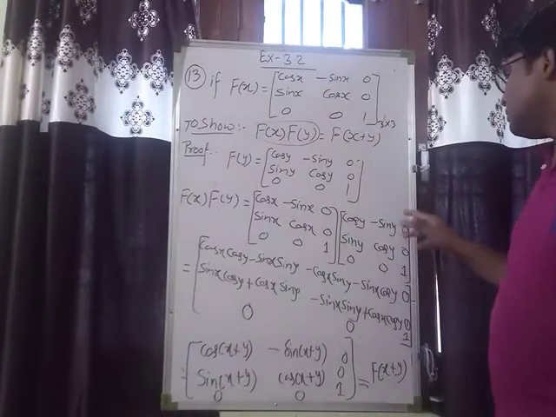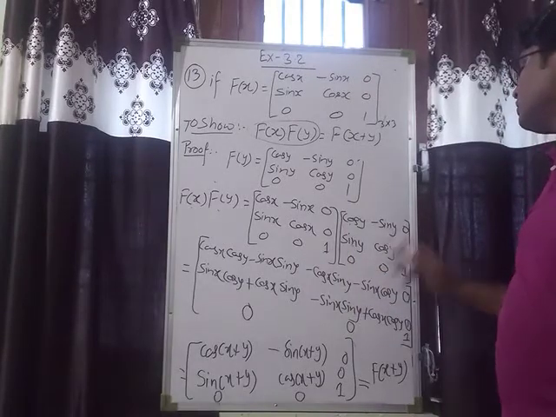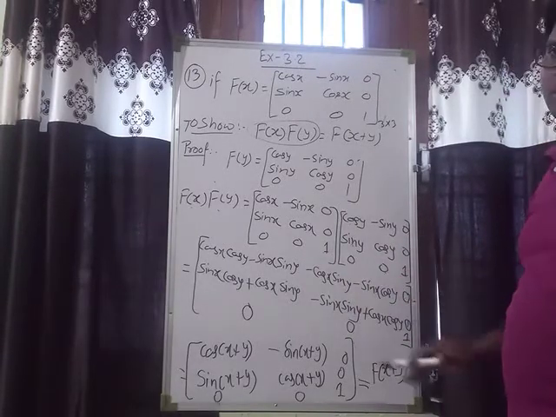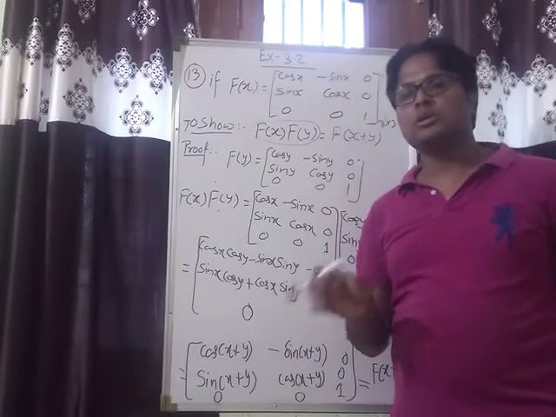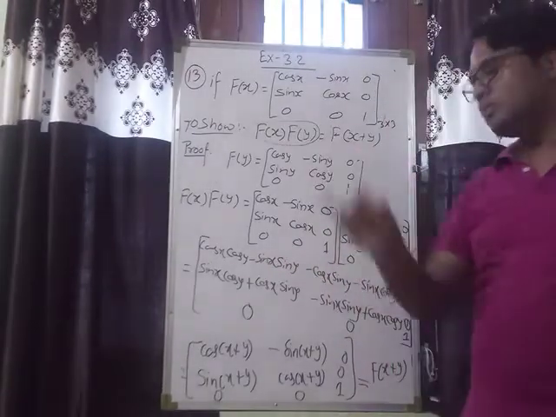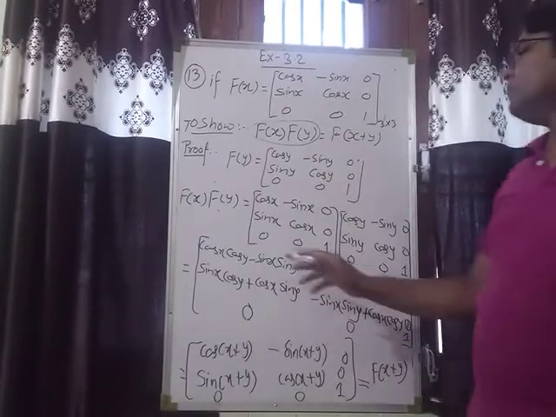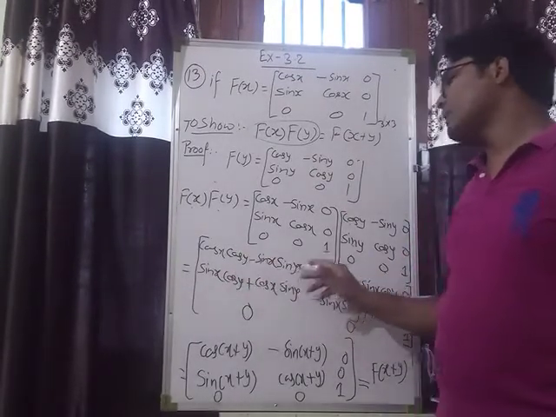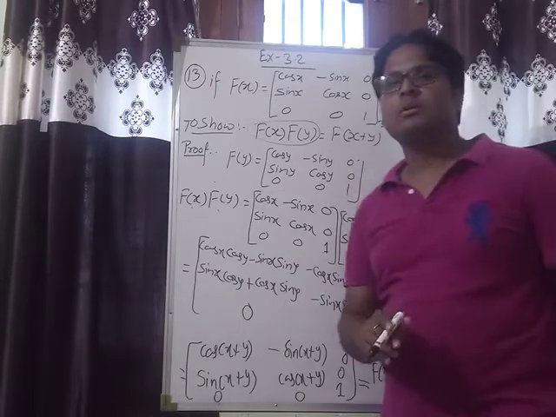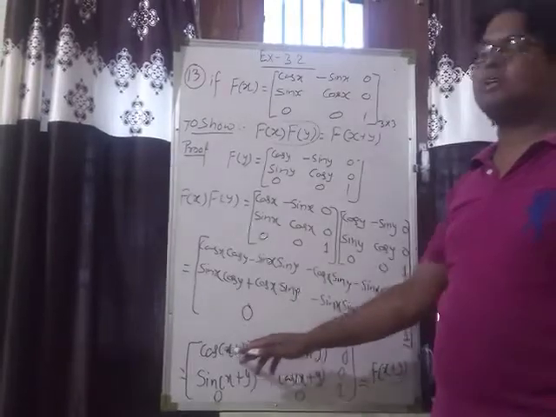Now third row, third column, 0 into 0, 0, plus 0 into 0, 0, plus 1 into 1, 1. So what we have, third row, third column entry, 0 plus 0 plus 1, that is equal to 1. You can see, I have written 1. Now see, cos x cos y minus sin x sin y, that is the formula of cos of x plus y, that is cos(x plus y).